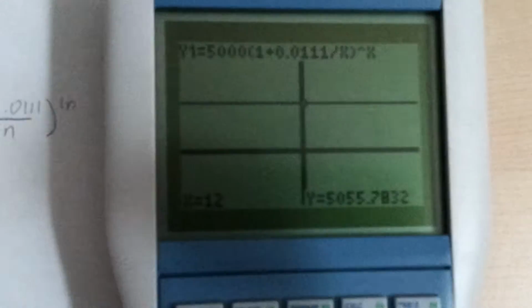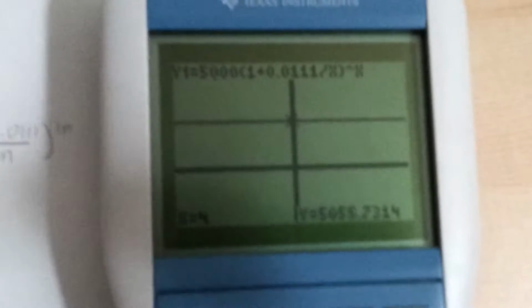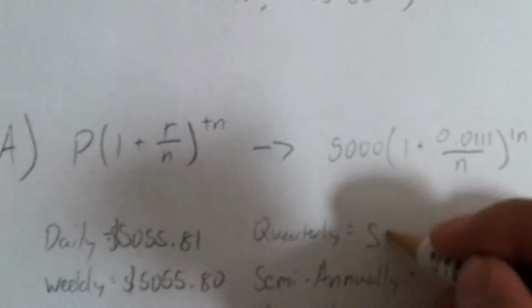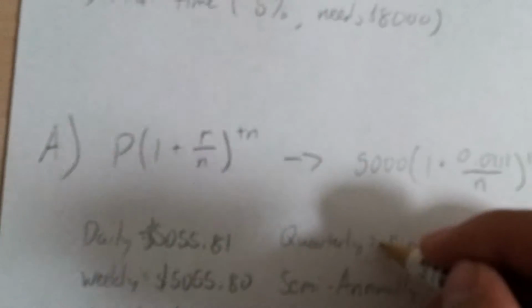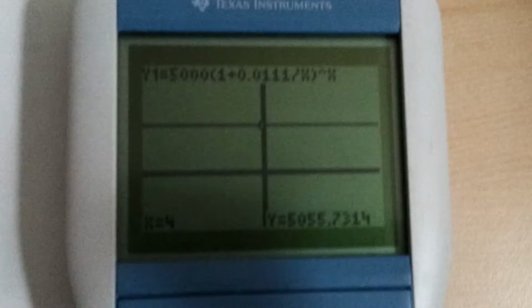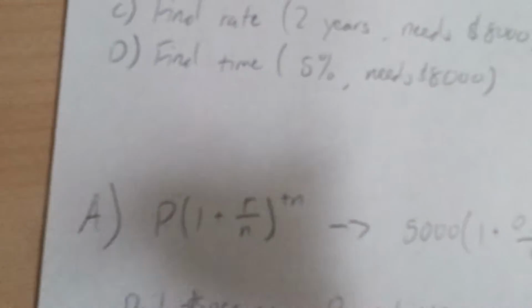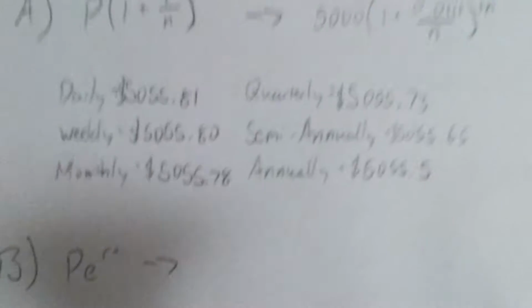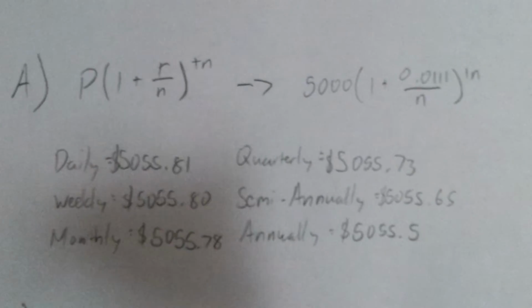Quarterly, that's a quarter, so that's 4, which is 5,055.73. Semi-annually is 2. So that's that. Annually is 1. And that's ours. And there you go. Those are the answers for A.